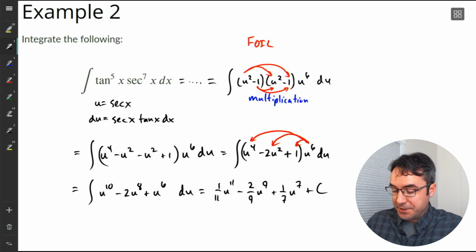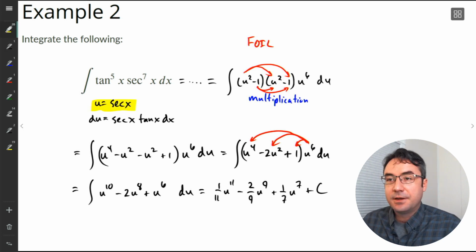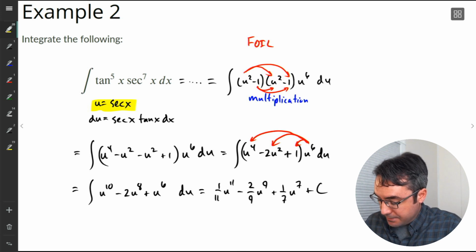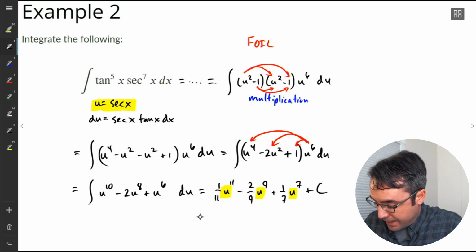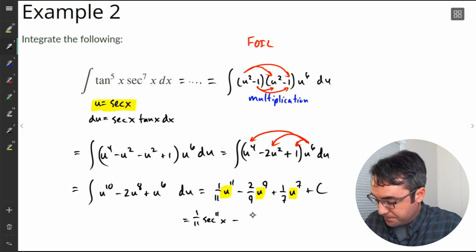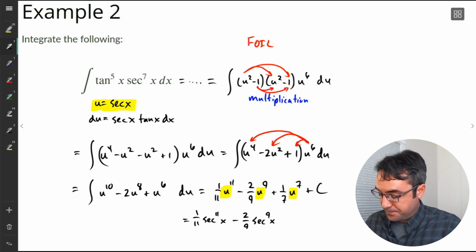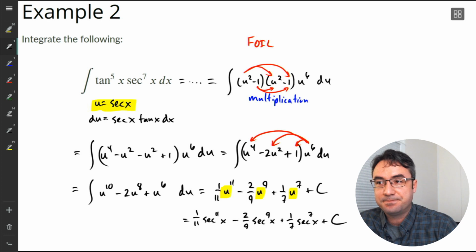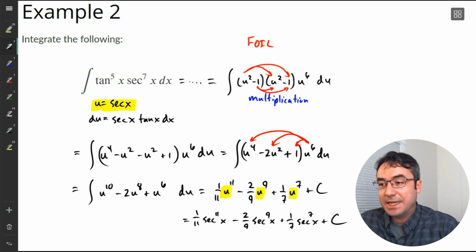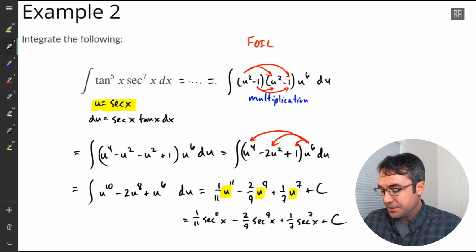So now all that's left to do is to take our secant, which we know is u, and plug it in so that we can convert back to our original variable. Wherever we see a u, we're going to change it to a secant. When we do that, we end up with 1 over 11 secant x to the power 11 minus 2 over 9 secant x to the power 9, plus 1 over 7 secant x to the power 7, and then our constant c at the end. So there we go. We have our antiderivative.